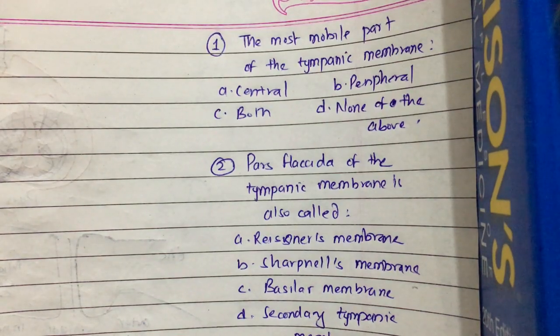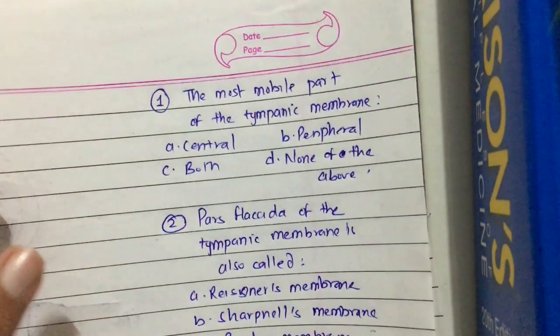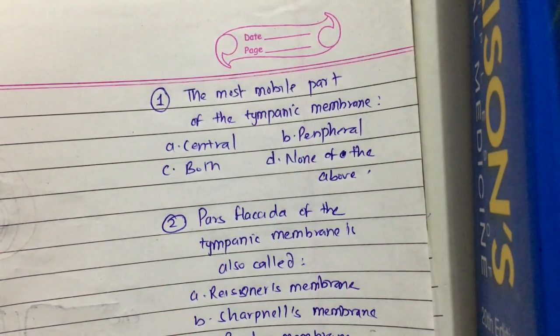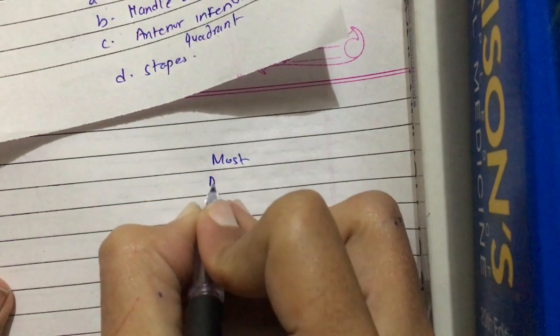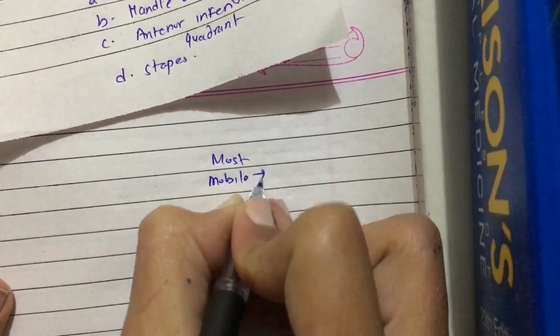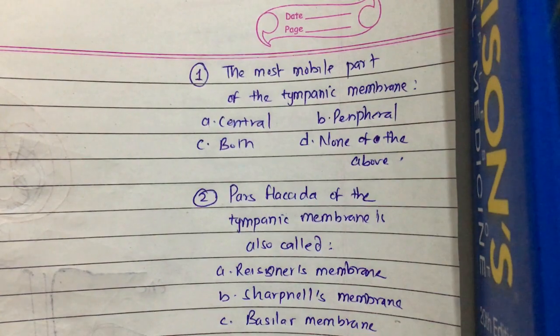So now let us discuss the MCQs relating to the tympanic membrane. The first MCQ: the most mobile part of the tympanic membrane is central, peripheral, both or none. I've already discussed that the most mobile part of the tympanic membrane is peripheral. So the answer is peripheral.